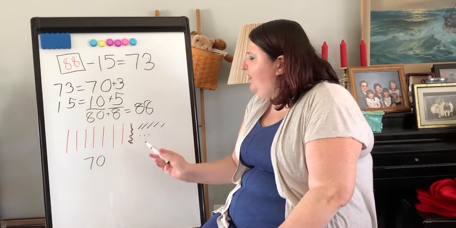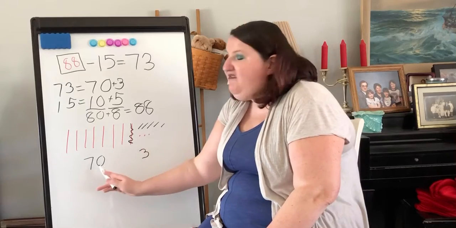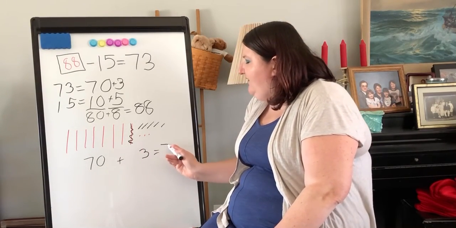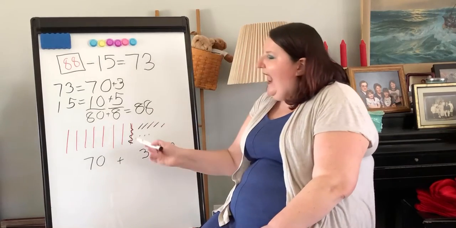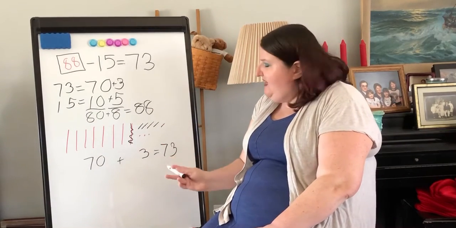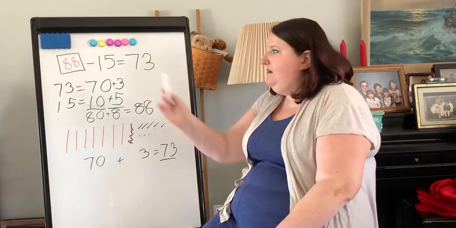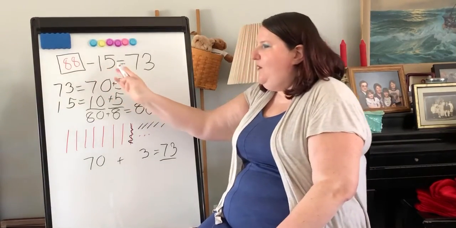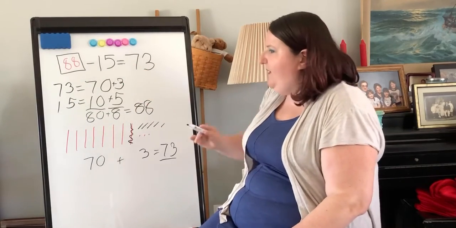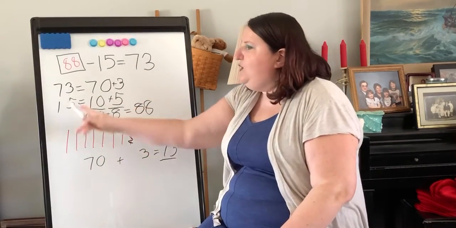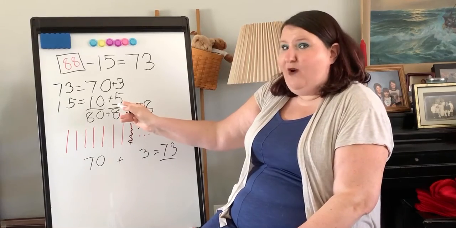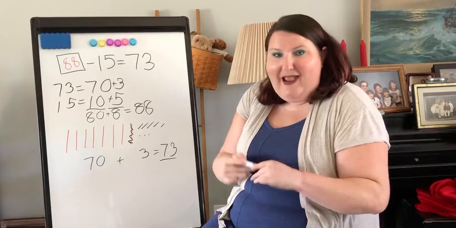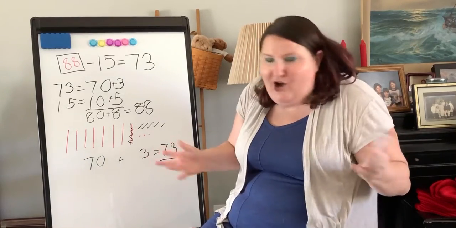1, 2, 3. I have 70 and I have 3. When put back together, we have 73. So I had 88, I took away 15, and I was left with 73. How about that? 88 take away 15 is the same as 73. So we solved the problem using expanded form. Then we tested it with sticker notation, and boys and girls, we got it correct.